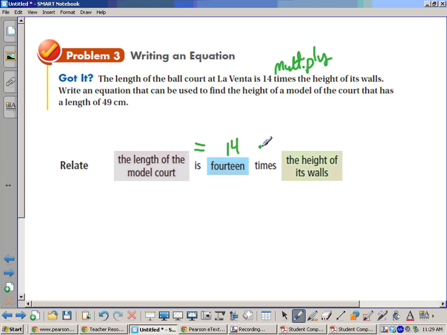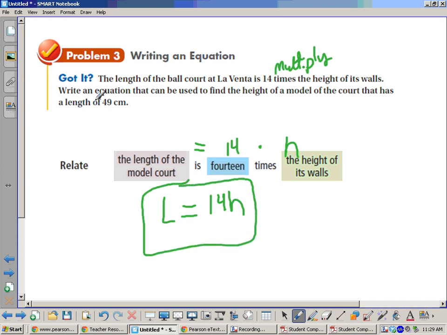14, and remember times, and we're going to need to identify a variable here. So 14 times, let's let either h or w represent the height of the wall. So let's use h. So the length of the court will equal 14h. So there is our equation for this model. And that's all they wanted us to do, was write that equation.